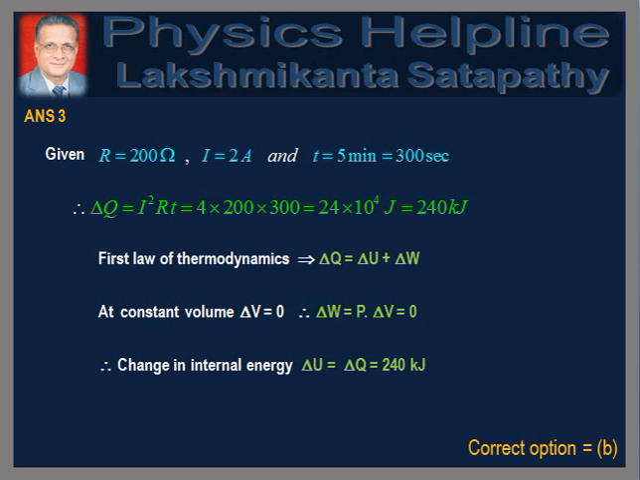Therefore, heat absorbed by the gas is delta Q is equal to I square into RT, which is equal to 4 into 200 into 300, which is equal to 24 into 10 to the power 4 joules, which is equal to 240 kilojoules. It is given that the gas is heated in a rigid container, therefore volume remains constant.